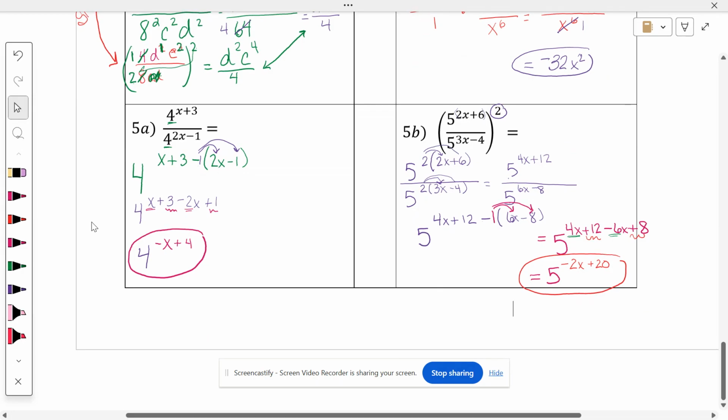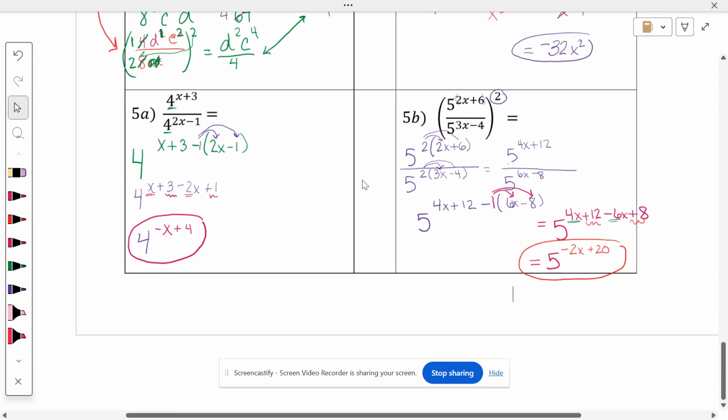Okay, so it's just a different way to look at it. I know that those expressions as exponents look scary, but the operations still work the same. It's the same rule.